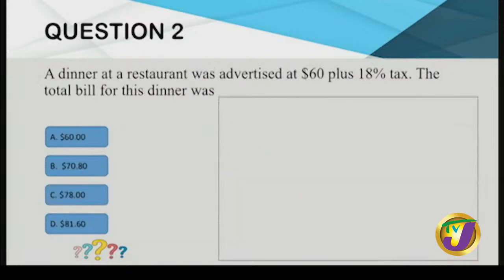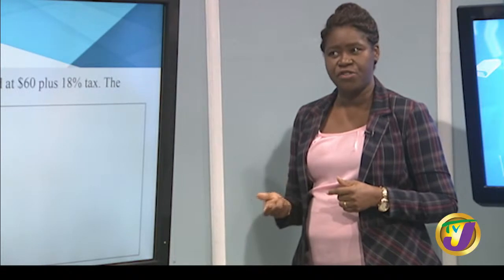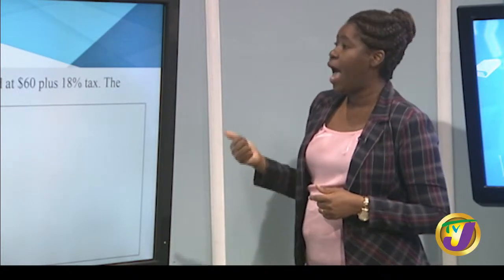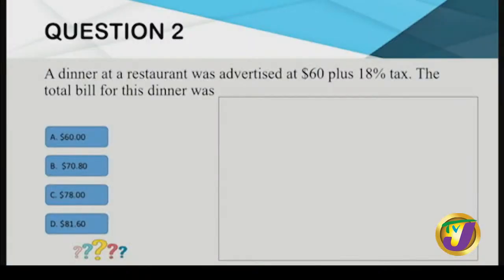The second question: a dinner at a restaurant was advertised at $60 plus 18% tax. The total bill for this dinner was... Here we are looking at the cost of the dinner, and we see plus, which indicates addition or an increase in the price. And also total, so we're looking at addition again.